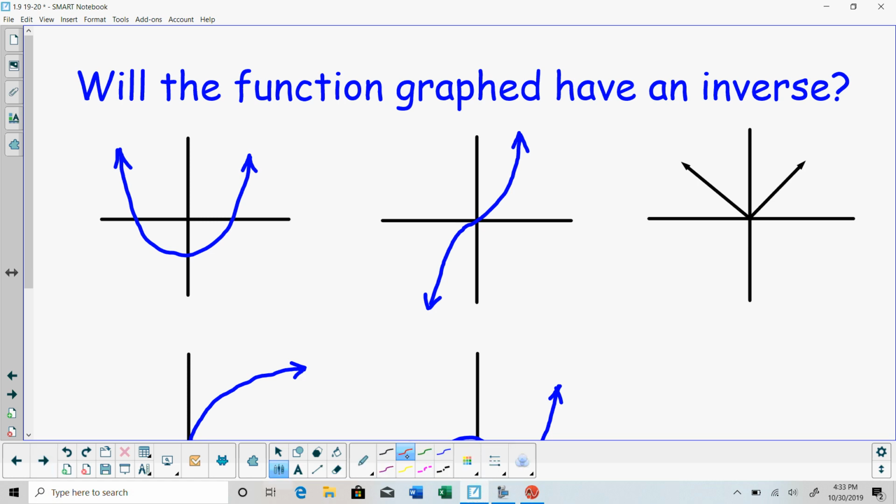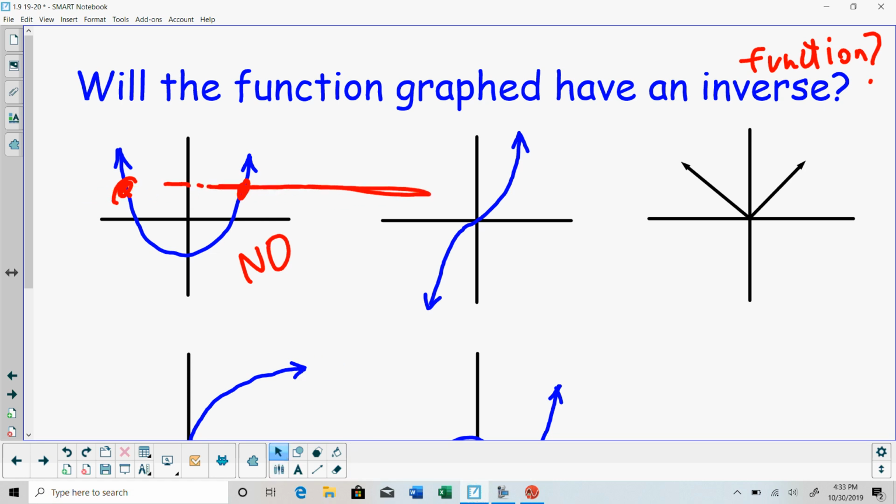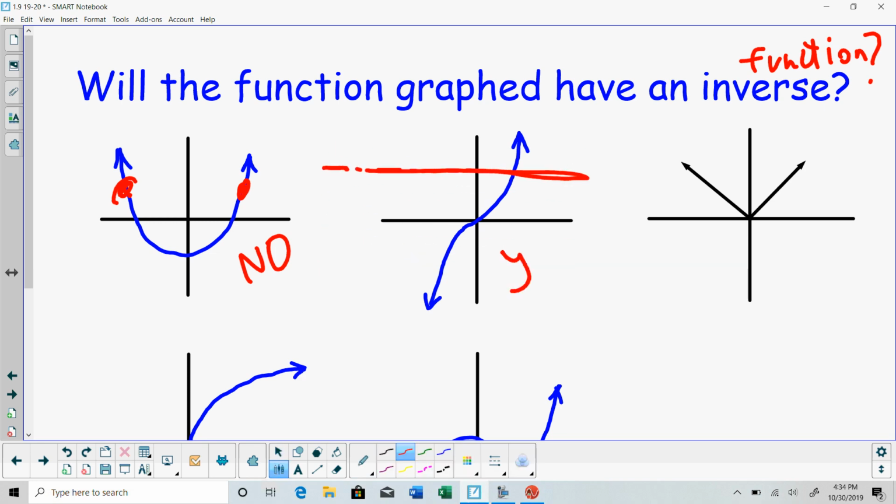If I draw a horizontal line through this function, will it cross the function in more than one point? Yeah, it's crossing here and it's crossing here. That means this function will have an inverse, but the inverse will not be a function. So will the function graph have an inverse function, I should ask? The answer to this one is no. If I take my horizontal line and try this function, the horizontal line goes through at most one point, so that means this is a yes, this function's inverse will be a function.